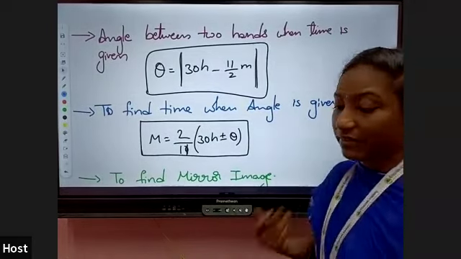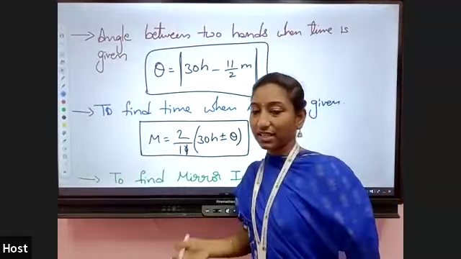That means they will give 2:45, 3:30 or 4:40. The time will be given. So, you should find the angle between the hour hand and minute hand. For suppose they give the time as 4:40 p.m.